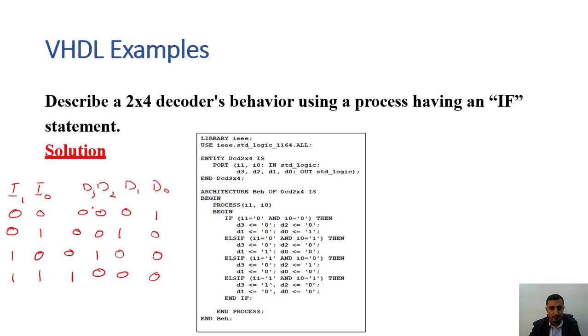So you can simply do the function. So if I0 is equal to 0 and I1 is equal to 1, then 1, 0, 0, 0, and so on. Quite simple and quite straightforward.